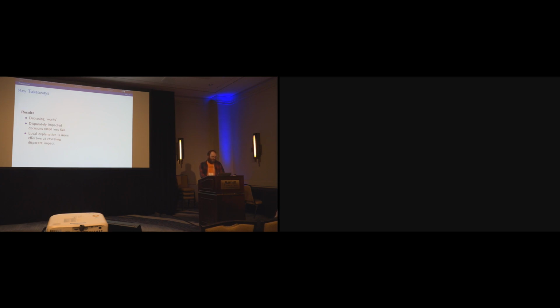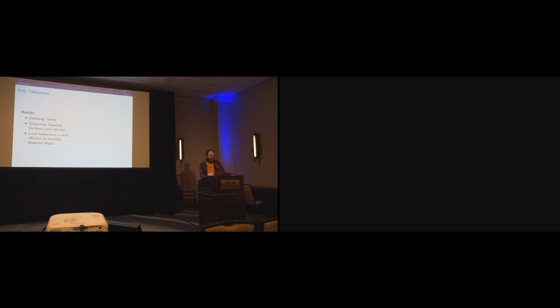So key takeaways from our paper, starting with the empirical results. First, increase in the statistical fairness seems to be correlated with an increase in the perceived fairness in participants. This indicates that debiasing sort of works from a human perspective.